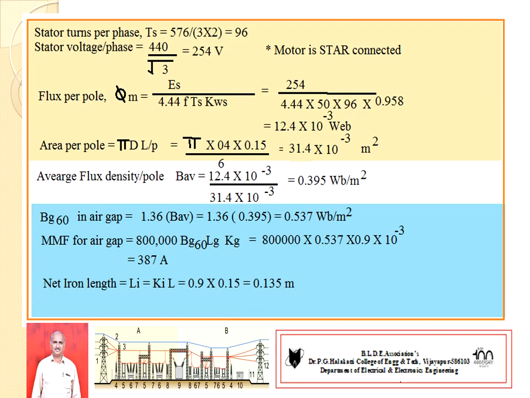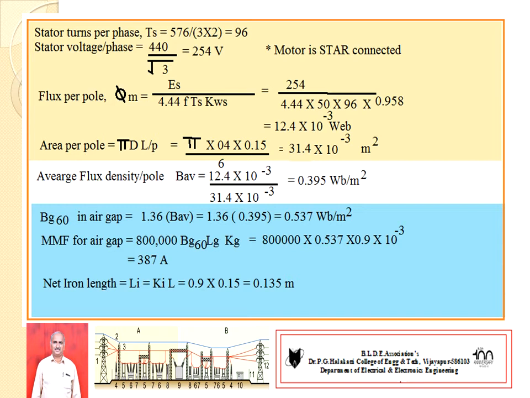After this, you convert the flux density value to 60 degree from interpolar axis BG60. That you can multiply by 1.36 times B average. So this value we are going to get around 0.537 Webers per meter square. So next you go for MMF for air gap 800,000 BG60 LG Kg. You substitute all the values, then we are going to get around 387 AT.